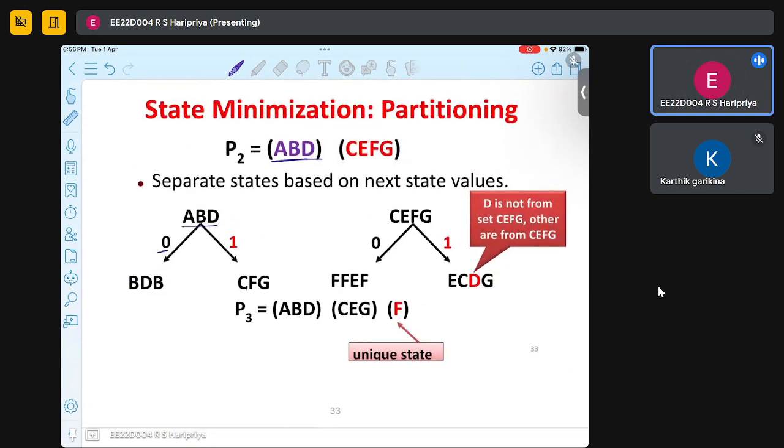Now, C, E, G are in the same set. B and D are in the set. All fine till here. And for C, E, F, G, for two different inputs, we obtain this as the next state. Now, we see E, C, and G are in the set, but D is not in this set. For D, the corresponding value is F. So this means F is from a different set. F is a unique set. The other sets we keep the same.